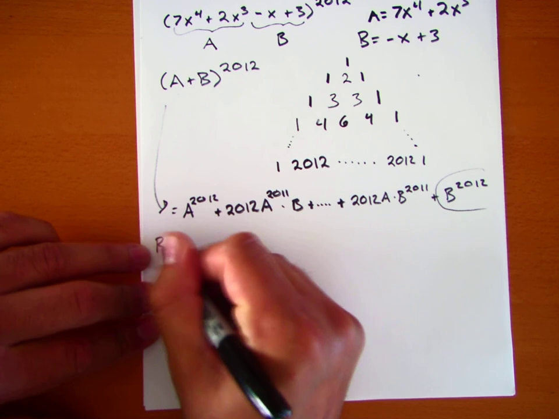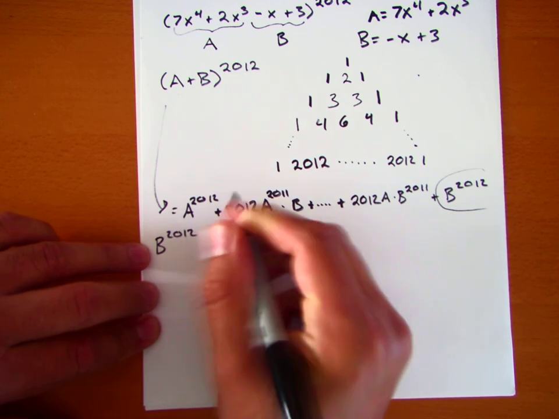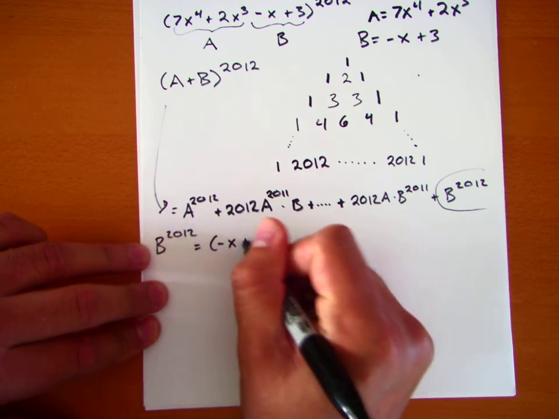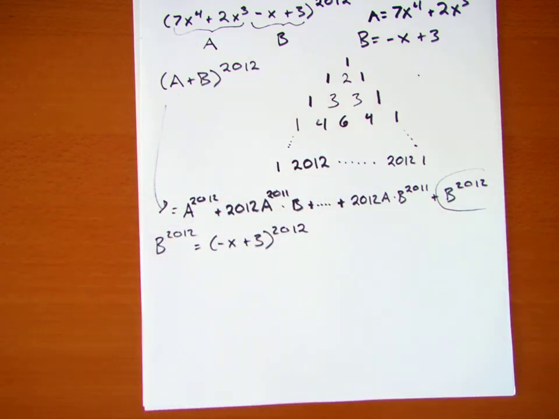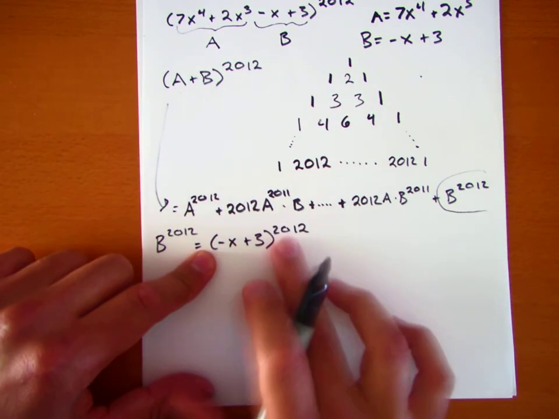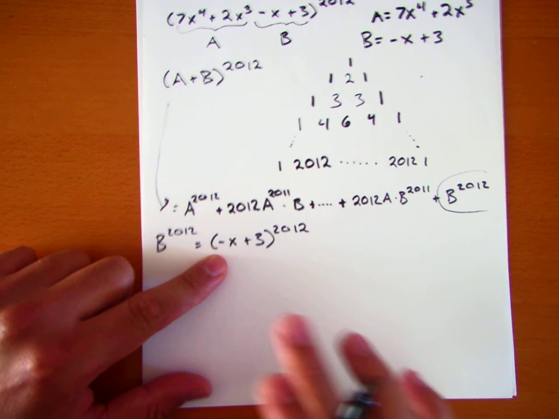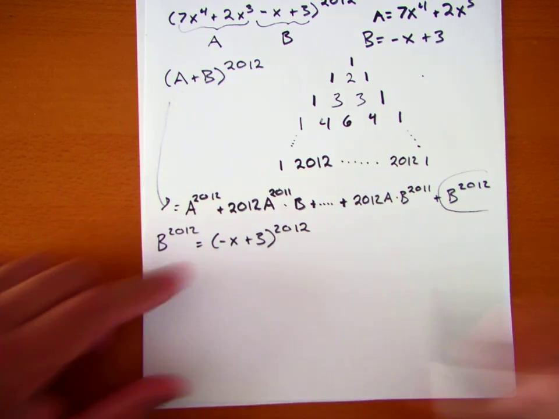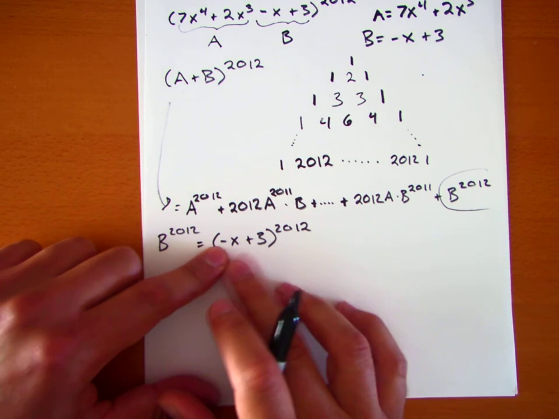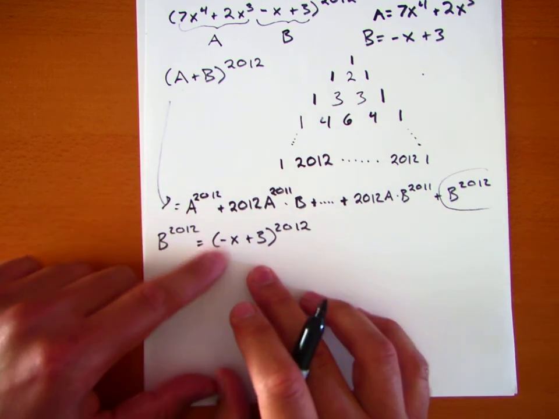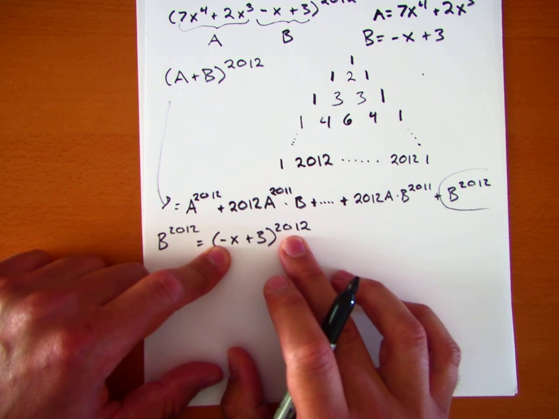And remember, B to the 2012 is equal to negative x plus 3 to the 2012, which is a lot simpler than what we had before, but like I said, anything to the 2012 power is a big polynomial. Well, again, we can apply Pascal's triangle to this polynomial. But before I do that, don't make the mistake of simply distributing the power to each of these coefficients. The coefficient of x when we're done is not simply going to be -1 to the 2012 power.